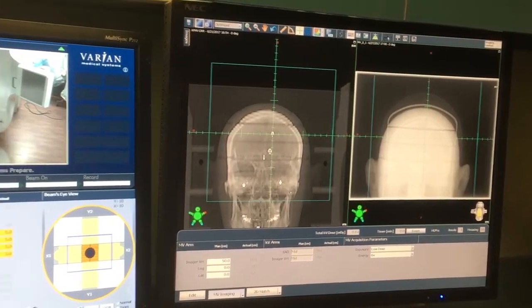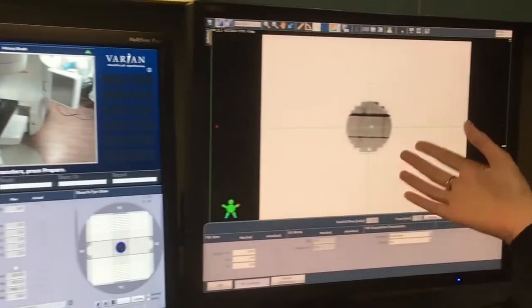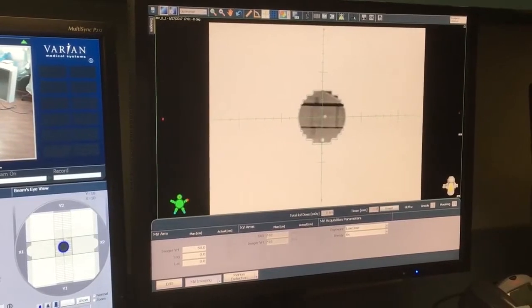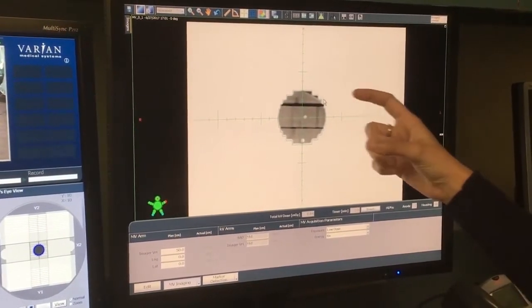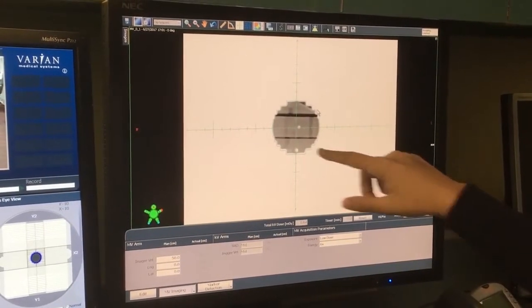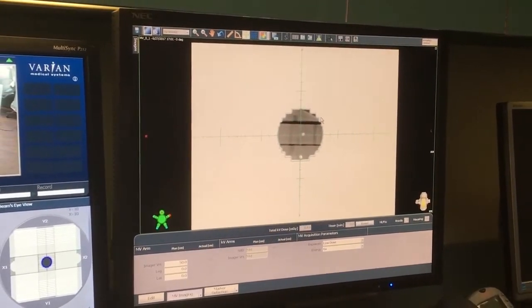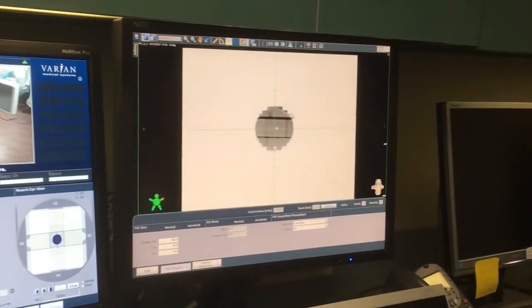And it also allows you to check the field aperture. So if you have a field that is shaped like a circle, like here, with the MLCs, as we discussed earlier, it allows you to take an image of what the open field actually looks like, the open area of the field. So you can check if the anatomy that is being irradiated is actually the anatomy that you're expecting.